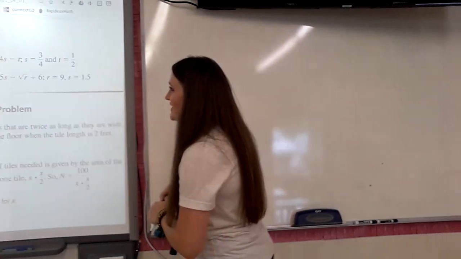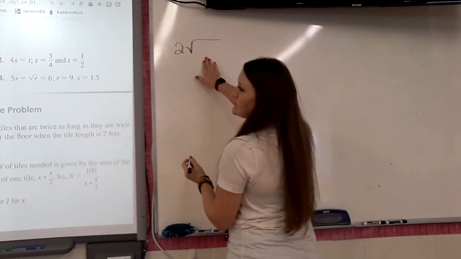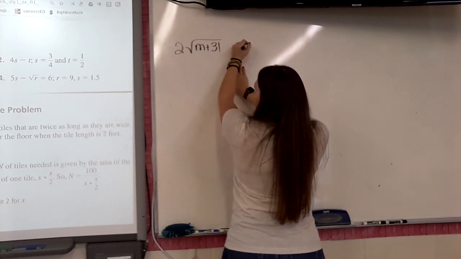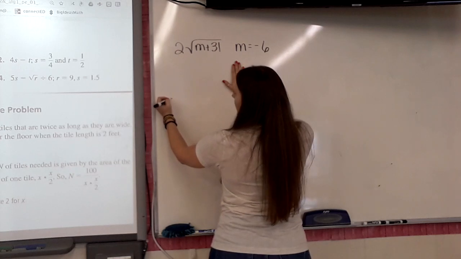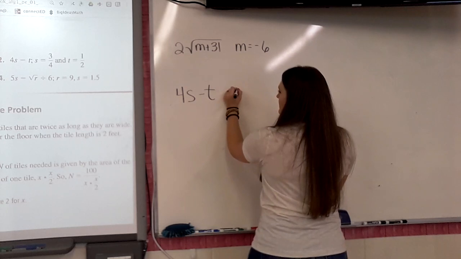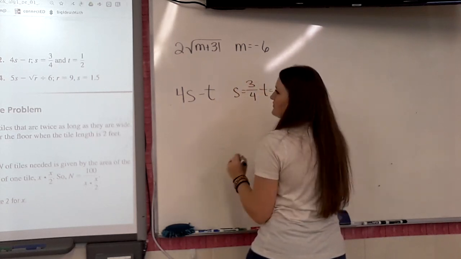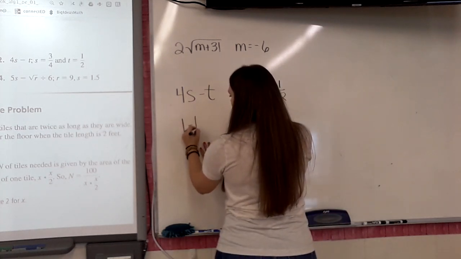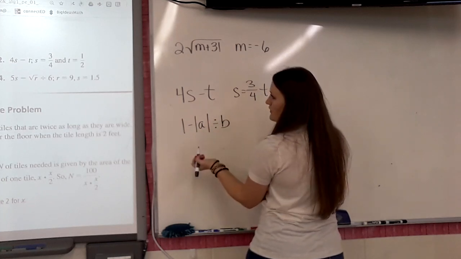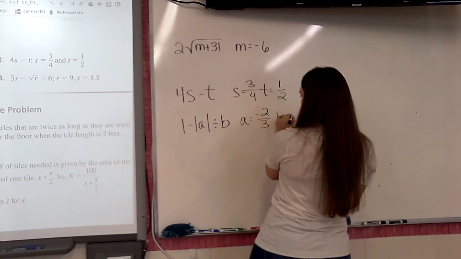So these 4 problems are, the first one, we have 2 times the square root of m plus 31, m equals -6. The next problem we have is 4s minus t. S equals 3 over 4. T equals 1/2. Next one is 1 minus the absolute value of a divided by b when a is -2 over 3 and b is 2.